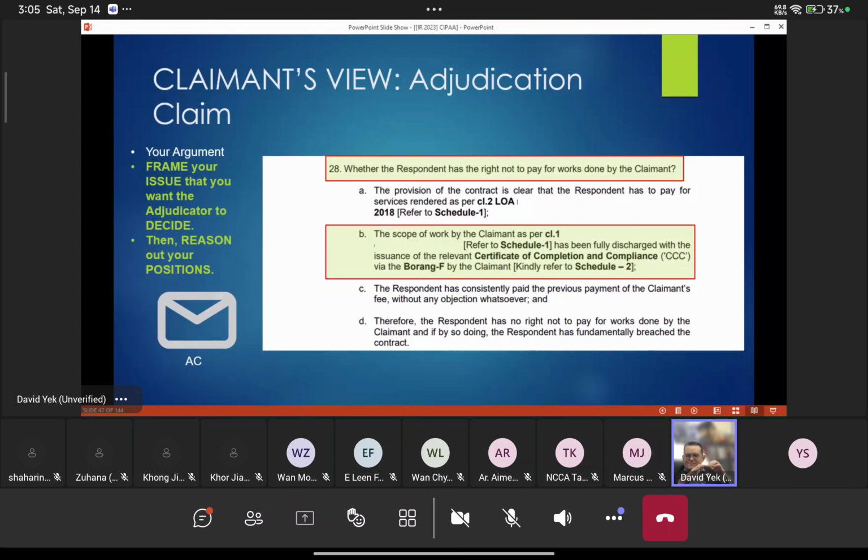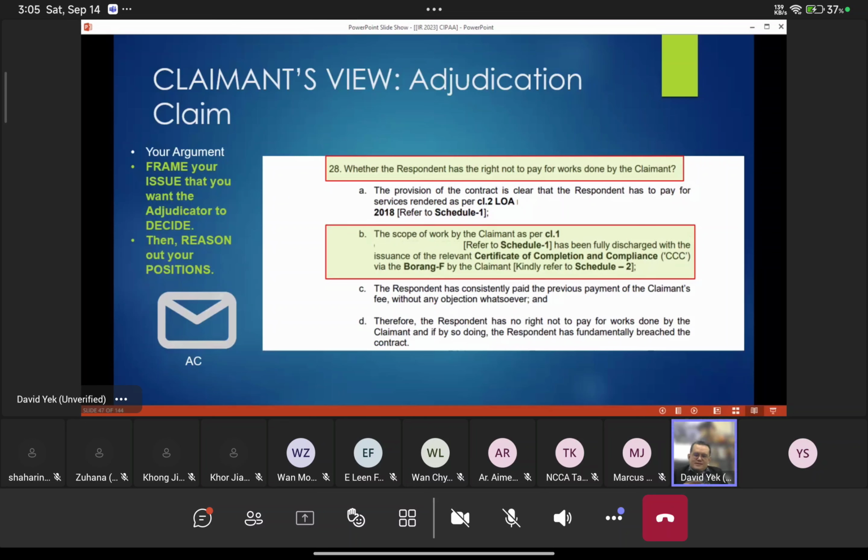Then this is something that we do extra. This is not necessary, but something we do extra. This is to guide the adjudicator into thinking along our mindset. So what we usually do is help the adjudicator to frame the legal question. So in this case, for example, whether the respondent has the right not to pay for the work done by the claimant. These are questions that we want the adjudicator to think about like us. We put it there. Okay, then we answer these questions the way we make it logical.